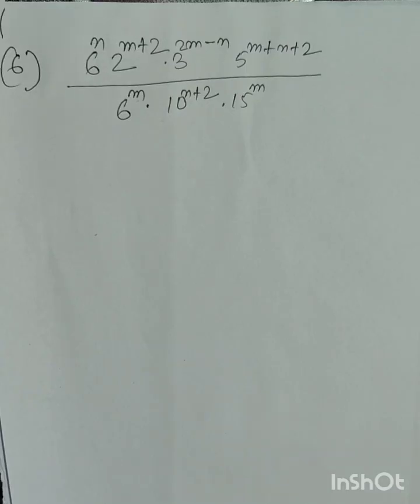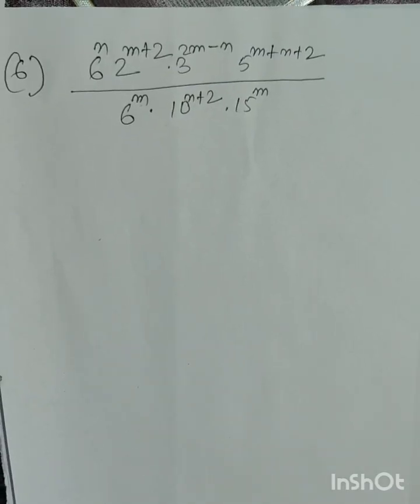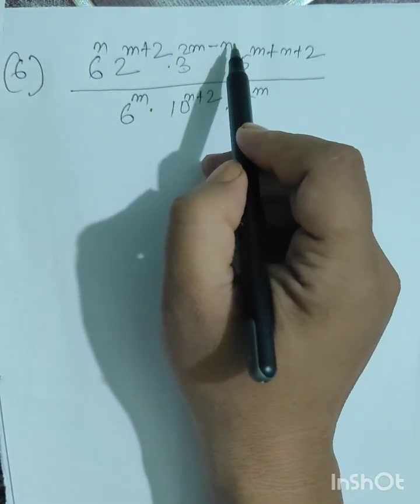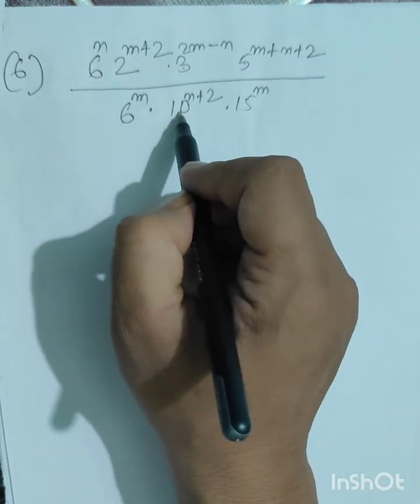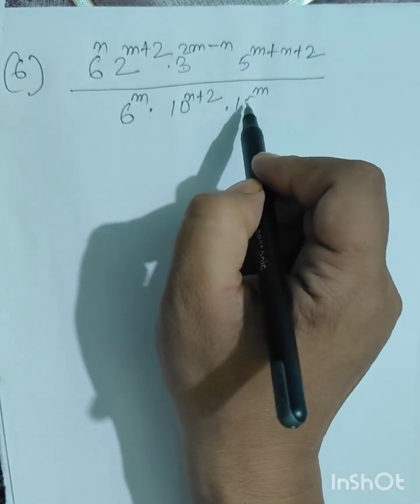Question number 6. 6 to the power n into 2 to the power m plus 2, 3 to the power 2m minus n, 5 to the power m plus n plus 2, divided by 6 to the power m into 10 to the power m plus 2 into 15 to the power m.